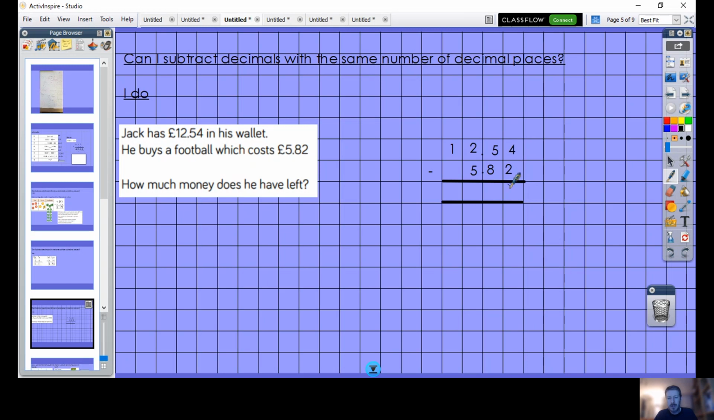So 4 hundredths take away 2 hundredths is 2 hundredths. 5 tenths take away 8 tenths, I can't do, so I'm exchanging 1 for 10 tenths, then 15 tenths take away 8 tenths is going to leave me with 7 tenths. Add the decimal point. 1 take away 5, I can't do that. 11 take away 5 is 6. So I end up with £6.72.